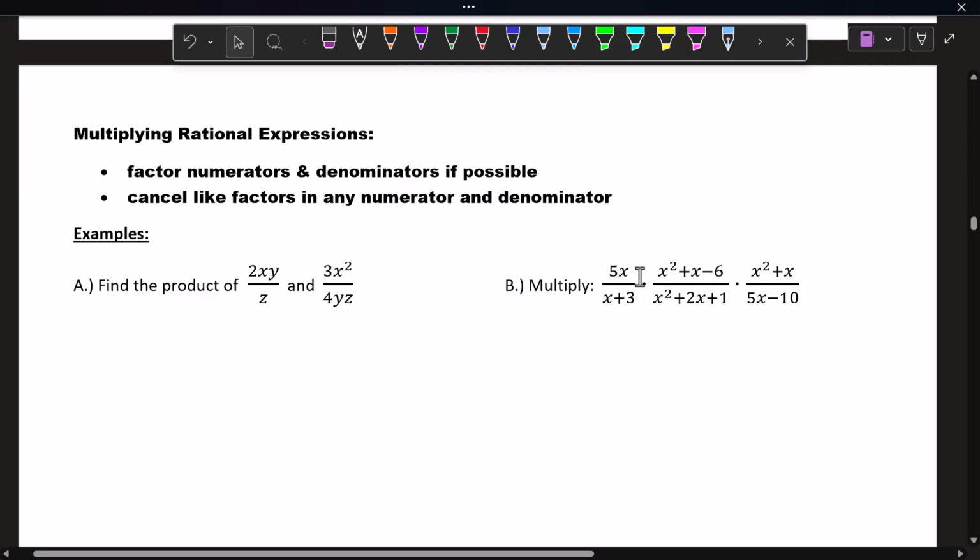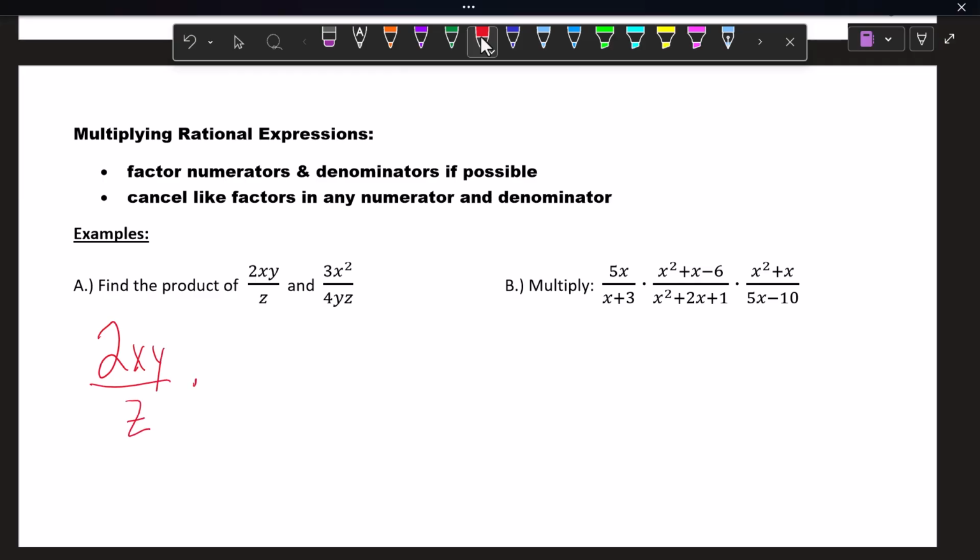Multiplying rational expressions is very, very similar to what we just did. We factor numerators and denominators if possible, just like we do with simplifying. Cancel like factors in any numerator and denominator. So same thing. If we're dealing with 2xy over z times 3x squared over 4yz.